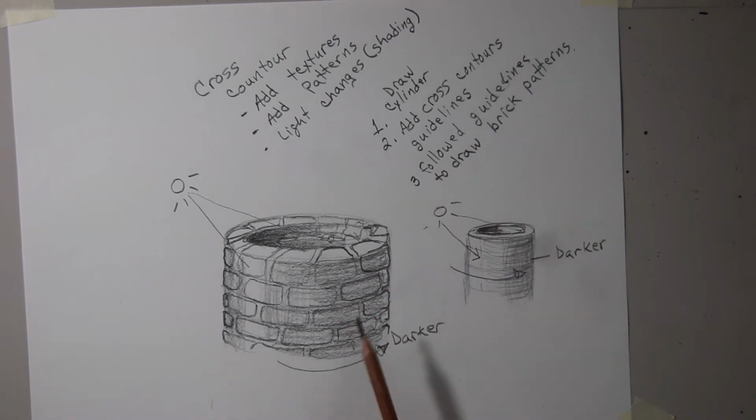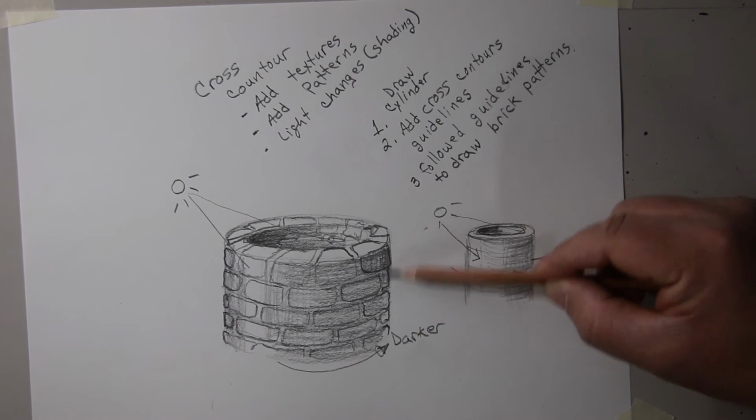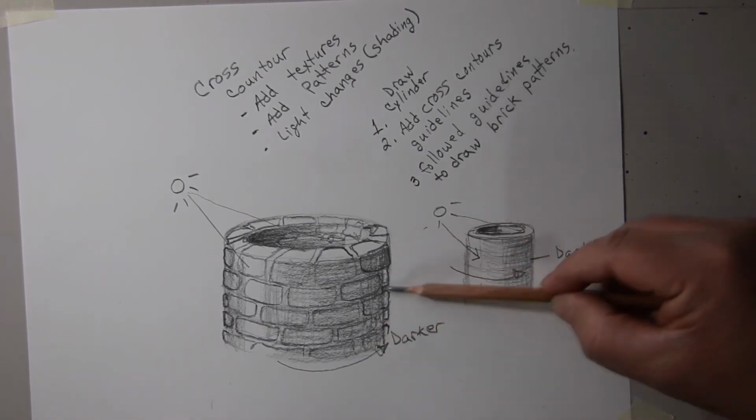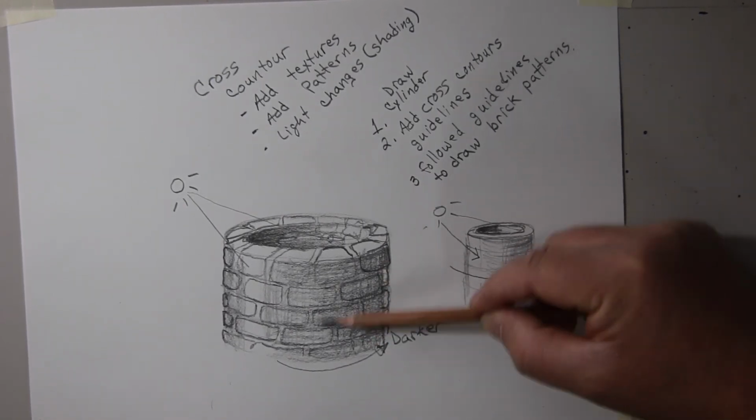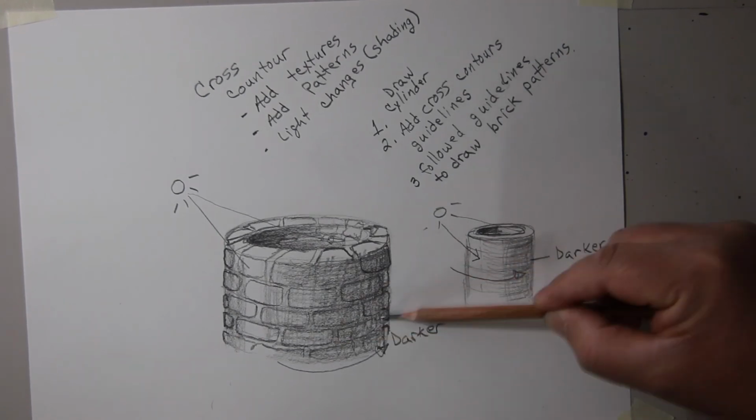The closer I go to the light source, the lighter it has to get. The further away from the light source, the darker it's going to get. Here I'm adding the third layer, again getting a little bit darker and fading it into the second layer.